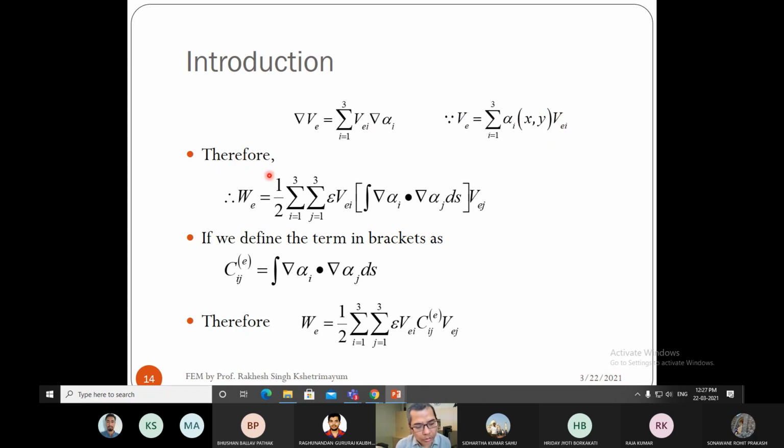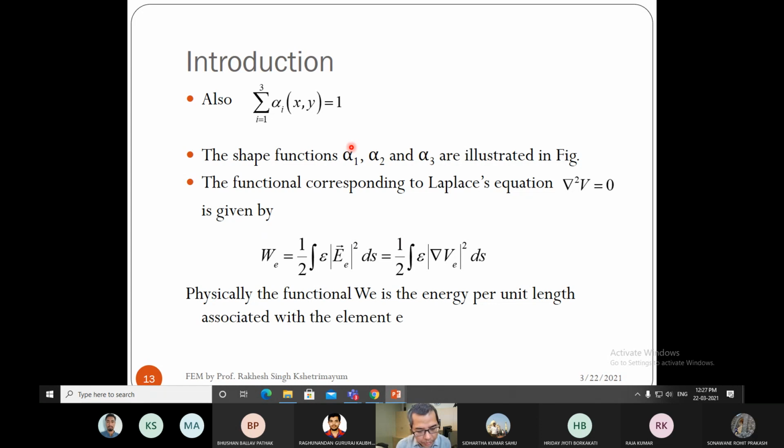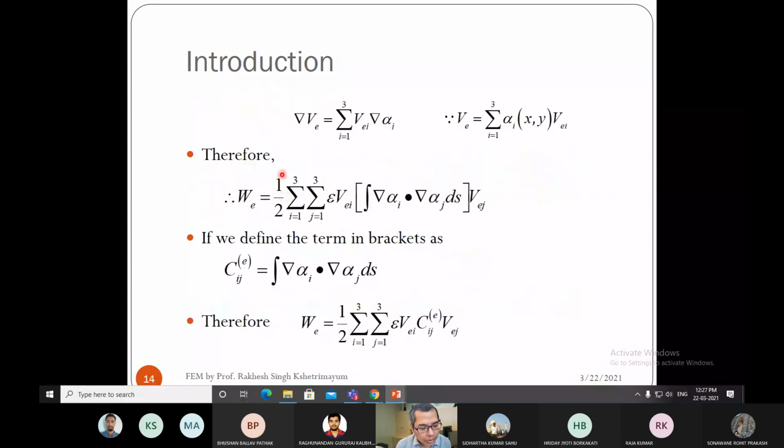So let us write down the functional WE. You have del of VE. So W is half epsilon integral of del VE squared ds. I can express this in this form: half summation, i going from 1 to 3, j going from 1 to 3, epsilon Vei Vej. Then this del is operating on alpha i and alpha j. So integration of del alpha i dot product with del alpha j ds.